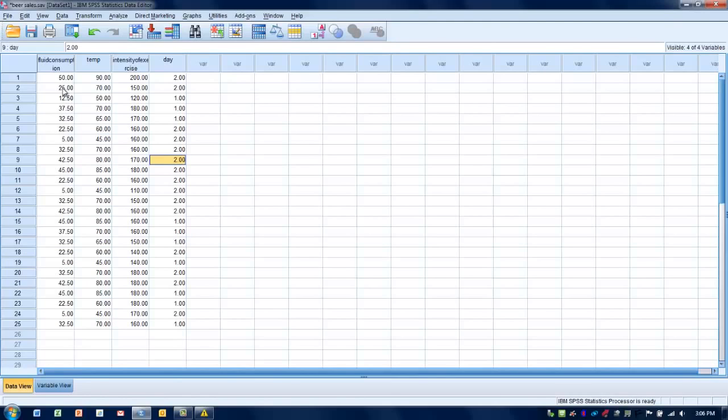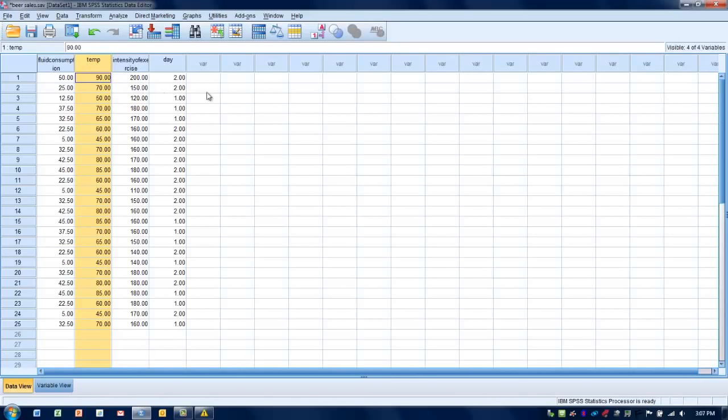The next time point represents the fluid consumption, again on average, 25 ounces per person on a 70-degree Fahrenheit day. So what we're going to try and do is determine if these two variables are related to one another. In other words, is the temperature on that particular day of activity related to fluid consumption?